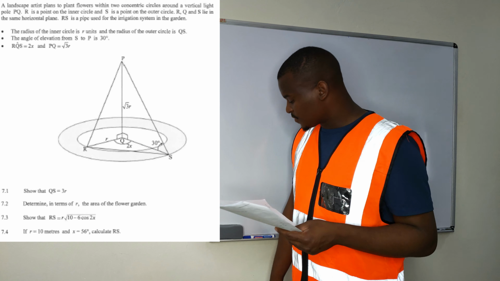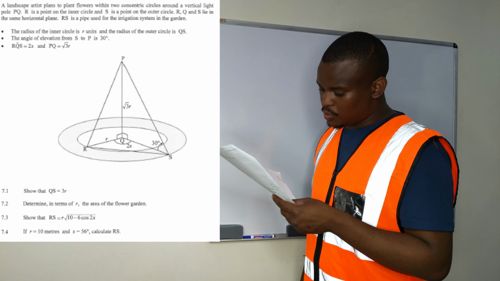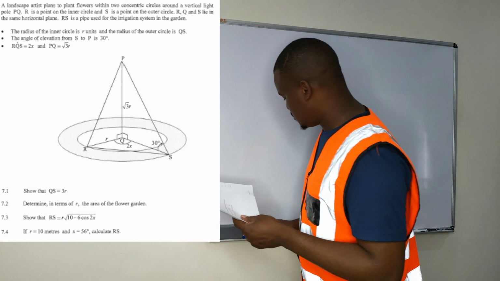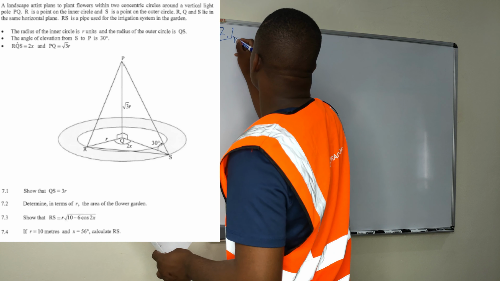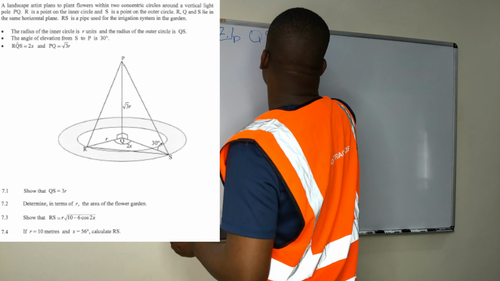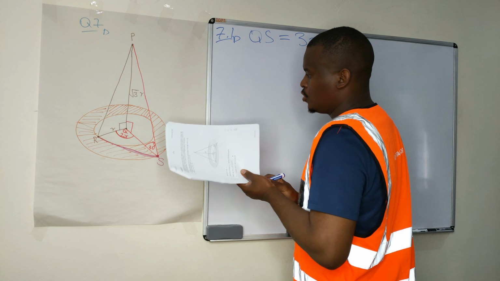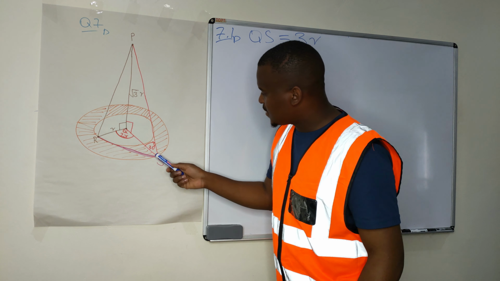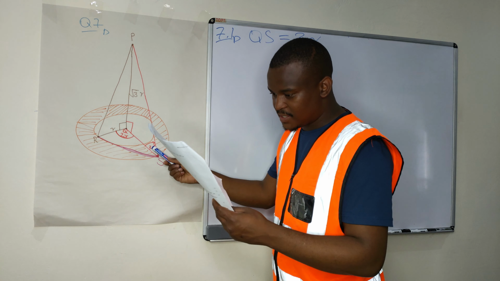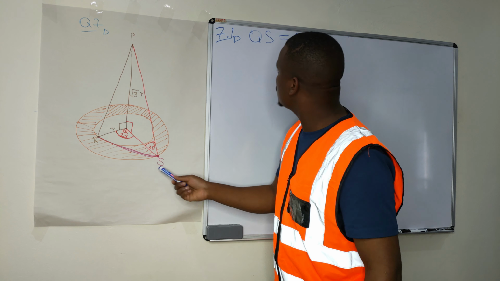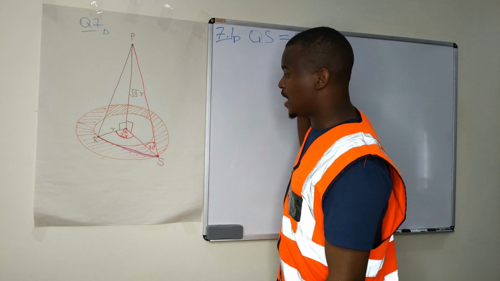Now let's answer the questions that follow. This is 7.1. Show that QS is equal to 3R. This is what they want you to show. Where is QS? QS is this radius here, right? So QS is our radius. They want you to show that the radius QS is 3 times R.